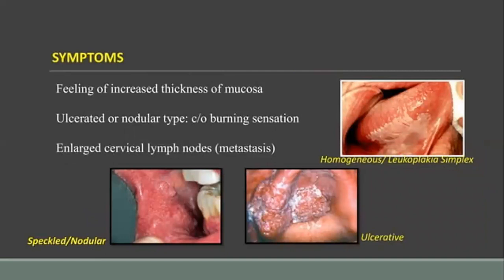Symptoms by which leukoplakia could be spotted are a feeling of increased thickness of the mucosa, an ulcerated or nodular type, and a burning sensation. Enlarged cervical lymph nodes may indicate metastasis. So here you can see the speckled or nodular type, and this one is ulcerative.